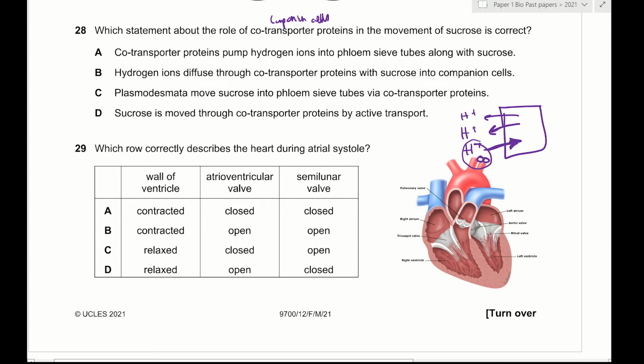So let's look at the suggestions. A: Co-transporter proteins pump hydrogen ions into the phloem sieve tube elements. This is incorrect. It's proton pumps that pump hydrogen ions. B: Hydrogen ions diffuse through co-transporter proteins with sucrose. Yes, as we mentioned, this is going to be correct, and the answer is B.